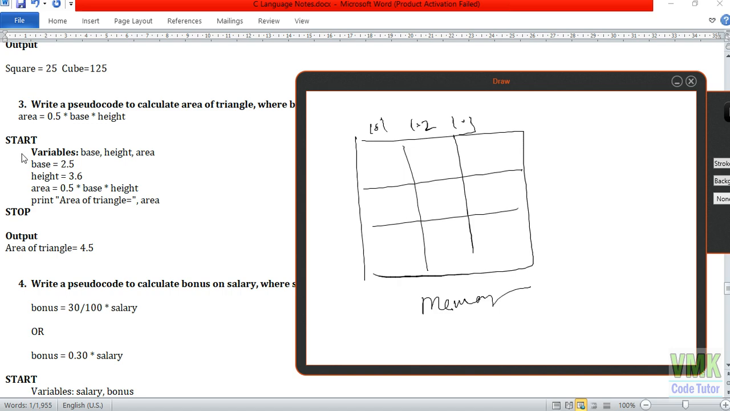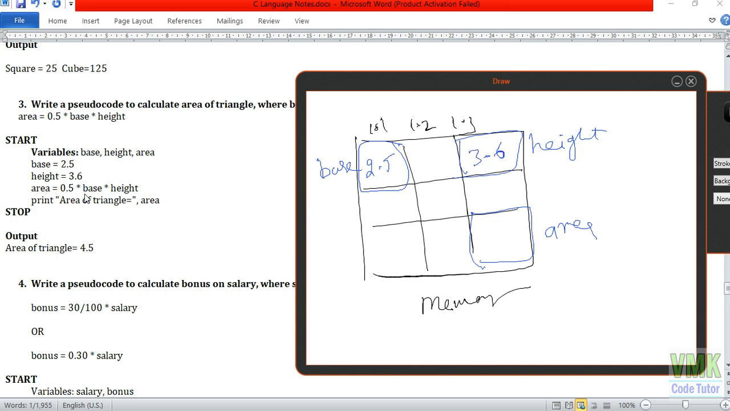Now what I do here is I will run this pseudocode and see what output you are going to get. First of all variables are created: base, height and area. So one cell is given the name base. Then height is another variable; assume that this particular cell is given the name height, and another cell is given the name area. Like this, first of all variables are created in the memory. After that base is stored with 2.5 and height is stored with 3.6.